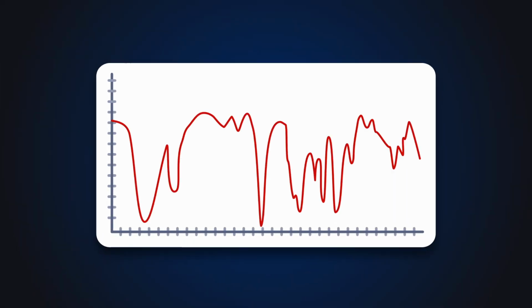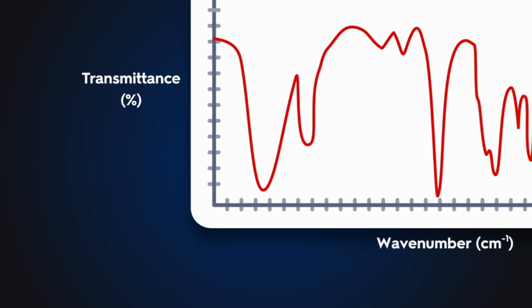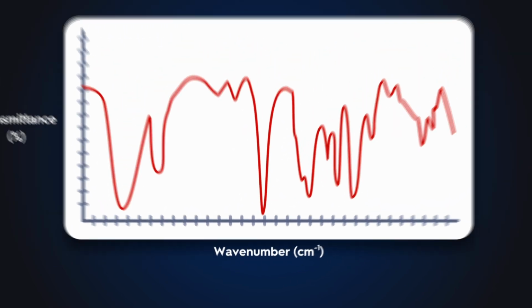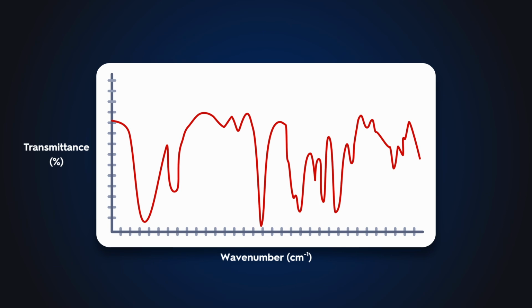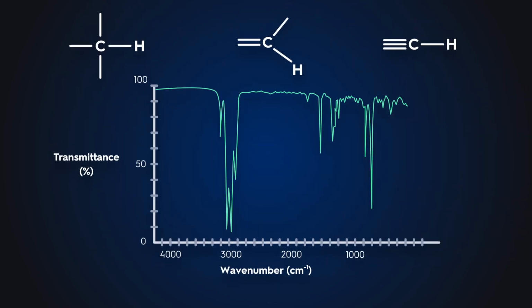Infrared light makes bonds vibrate. The horizontal axis is wavenumber in inverse centimeters, which tracks vibration frequency. The vertical axis is percent transmittance. A deep dip means the sample absorbed that light strongly, so that vibration is present. Different bonds vibrate at different spots.